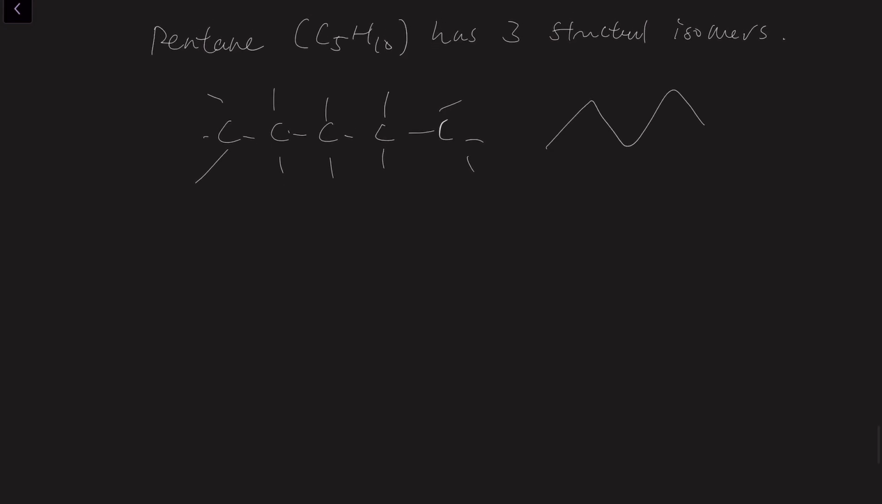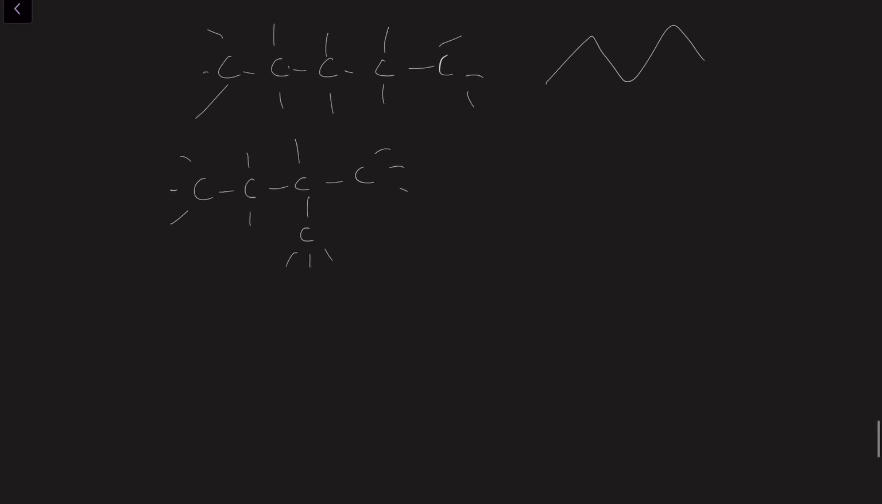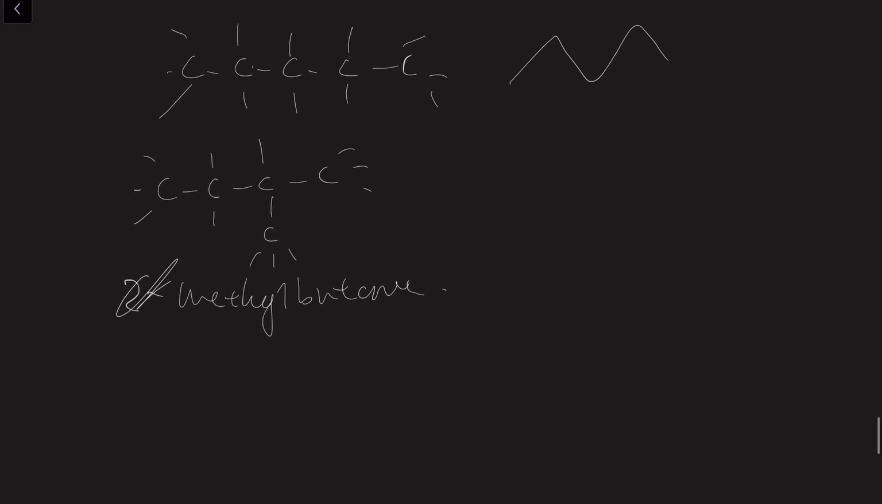Another one, let's use one branching. Put it here. So if you recall with the naming convention, this is methyl butane. You don't need number 2 here since there's only one possibility. You can also branch out further. So you can do something like this.